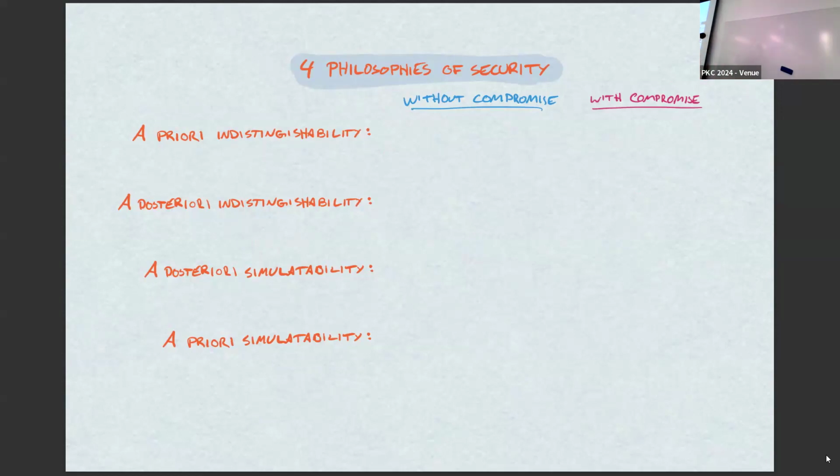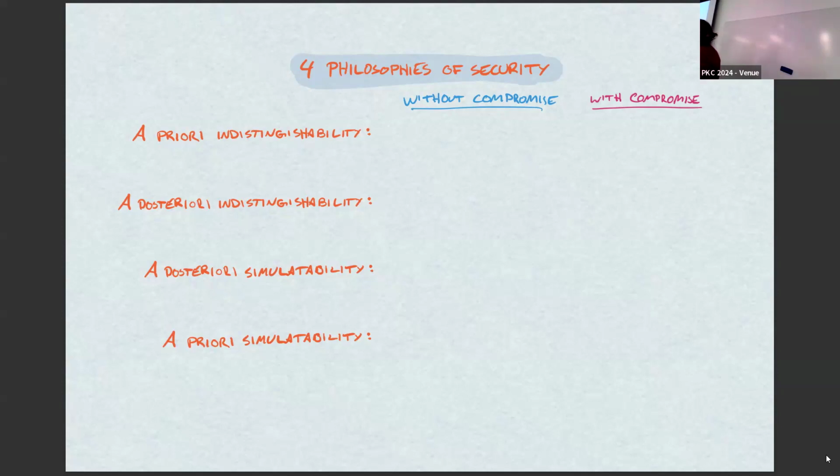So we came up with this framework. This is the skeleton of our systematization, and it is four different philosophies of security, I should say. We have two indistinguishability philosophies that you can choose to go for, and two simulatability ones, and each of them comes in an a priori and an a posteriori version.